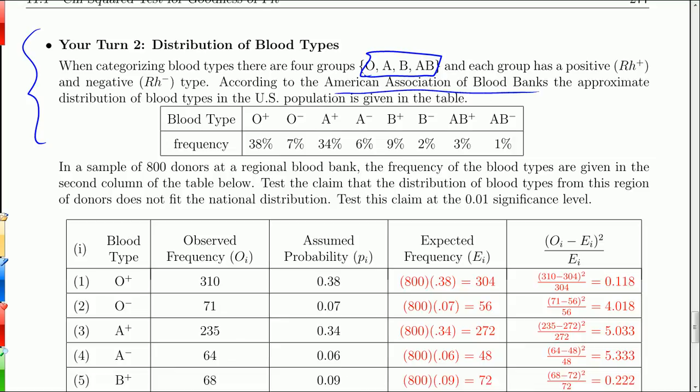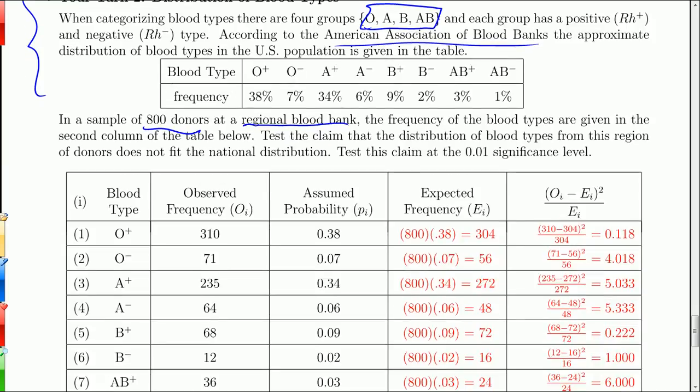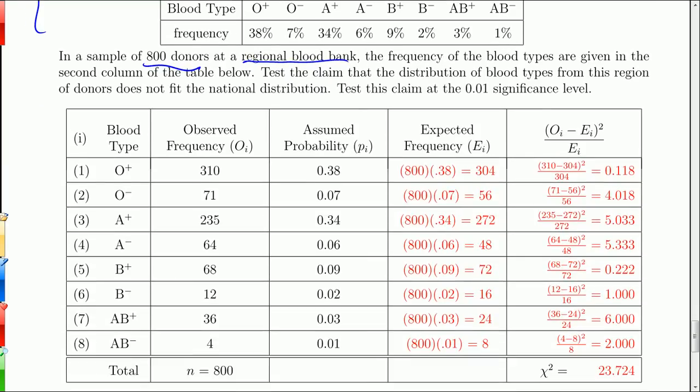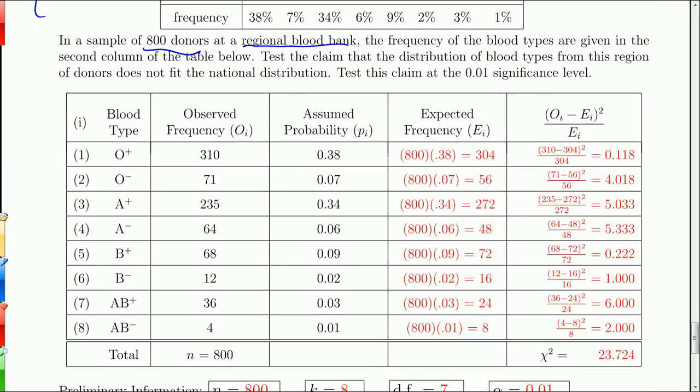And according to the American Association of Blood Banks, the distribution of these types across the country are given here. 38% of us have O positive, 7% O negative, 34% A positive, and so on. In a sample of 800 donors at some regional blood bank, the frequency table below gives the distribution, right? From the 800 donors at that regional bank. So we have different types, and so this is what I mean.